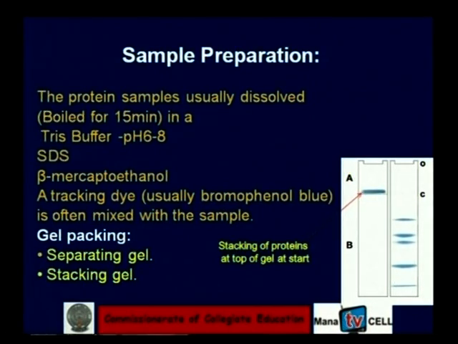And after that, gel packing. Coming to gel packing, it is of two types. First one is stacking gel and the second one is separating gel. The main use of the stacking gel is that it stacks all the proteins present in the sample. After the proteins are stacked, they enter into the separating gel where the actual separation will occur. And here also the separation is based on the molecular weight of the proteins.